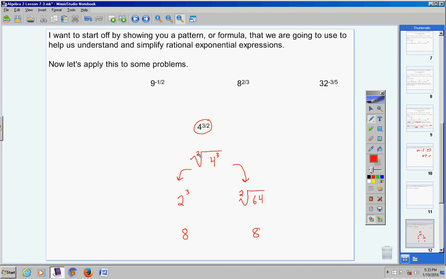You take the root first. Just forget this 3. Pretend that 3 is not there. What's the square root of 4? 2. And then bring down this power. And then 2 times 2 times 2 is 8. Or take the power first, and you get this. And the square root of 64 is 8. Alright, let's try another one. If I'm going too fast, back it up and watch it again, okay? Alright, another example.